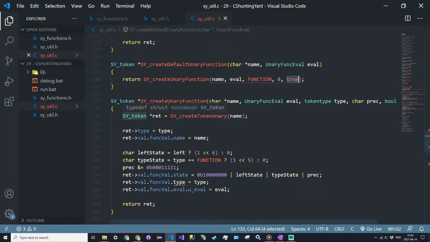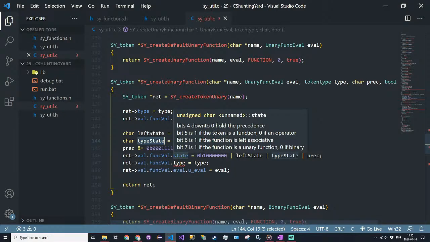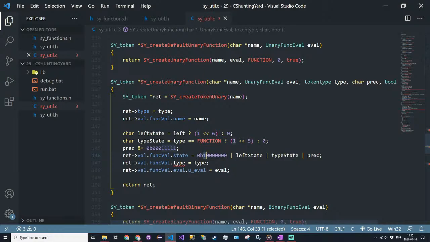And then we do something similar where we create a unary token, set the type, set the name of the function, then we determine the state, which is the left-associative state, just left. If it's left, then we want a 1 in the 6th bit. Then for the type, if it's a function, we want a 1 in the 5th bit. And for the state, we're going to pass in a 1 in the 7th bit because it is unary. And then we just bitwise OR all of these together.